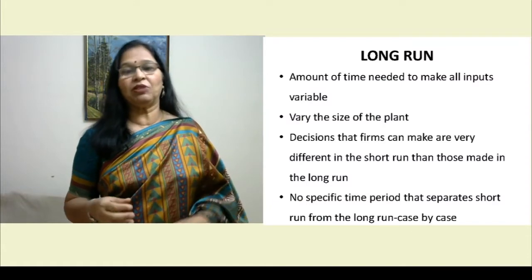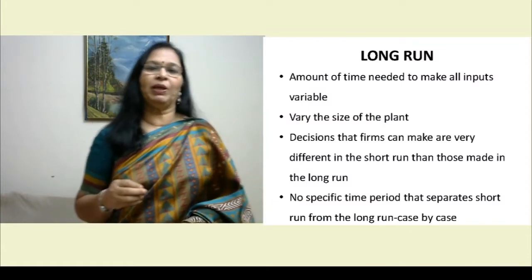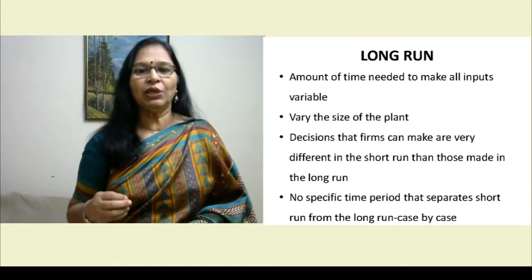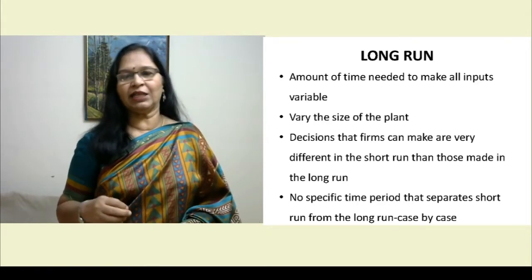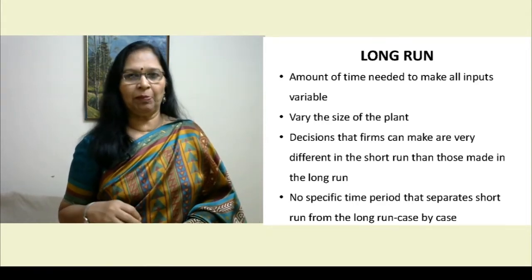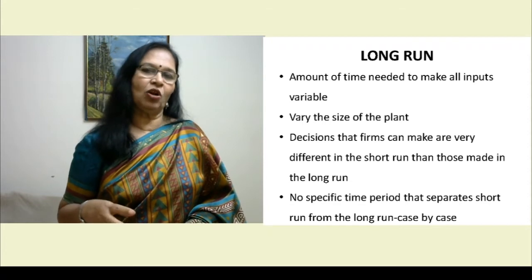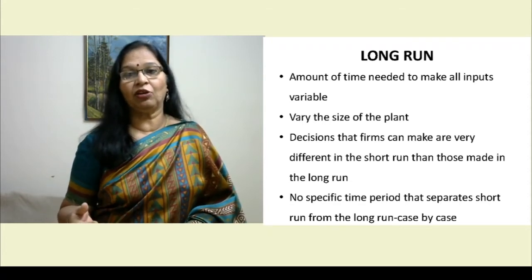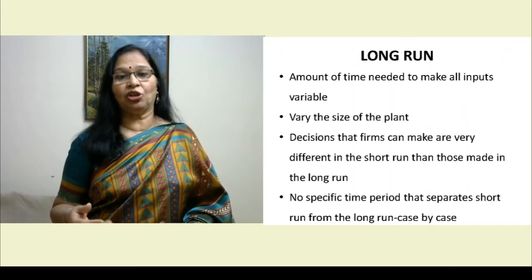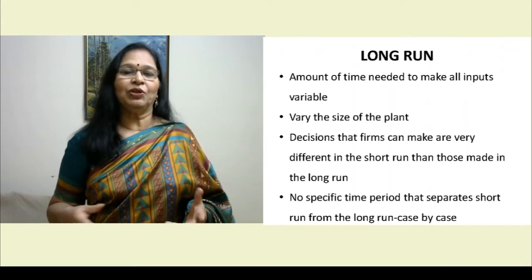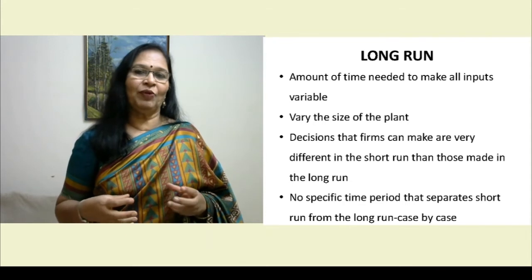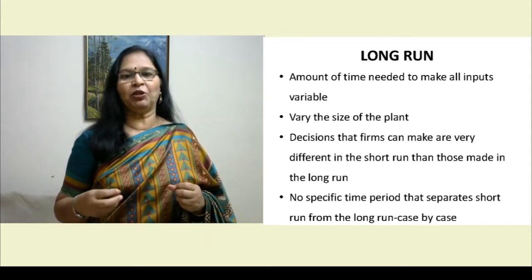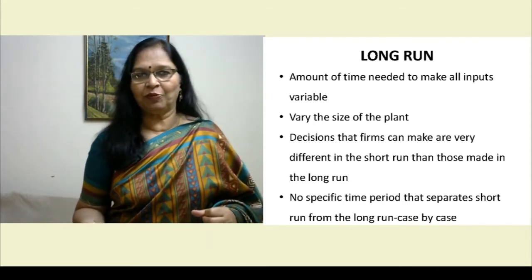So there is no specific time period to say when it is a short period and when it is a long period. We usually say that it should be taken case by case for that particular plant, because for certain industries a long period may be 10 years or 20 years. For very technologically dependent industries, a short period may be 6 months to 1 year. So whether it is a short period or a long period will depend upon the nature of the industry and the kind of produce that it makes.